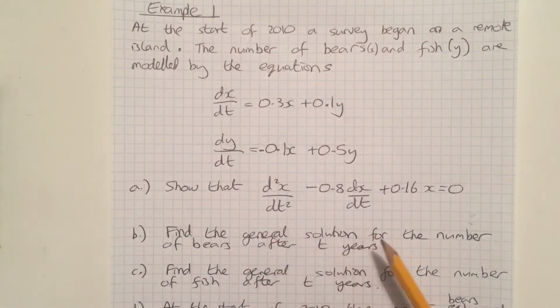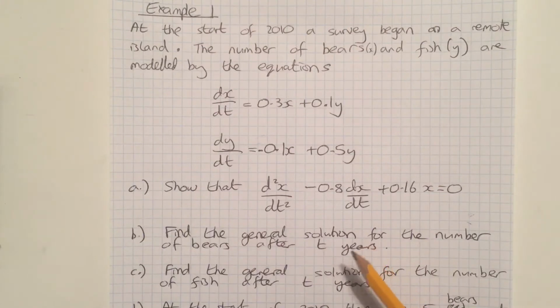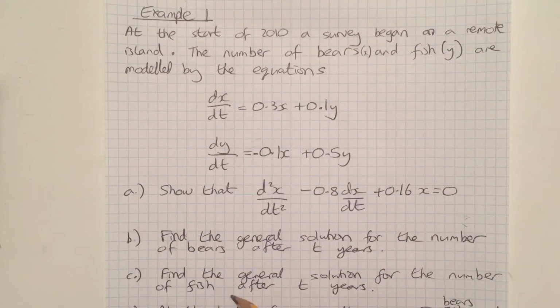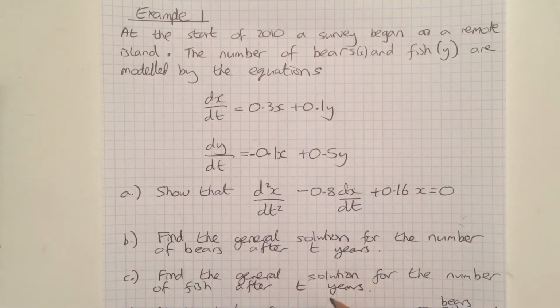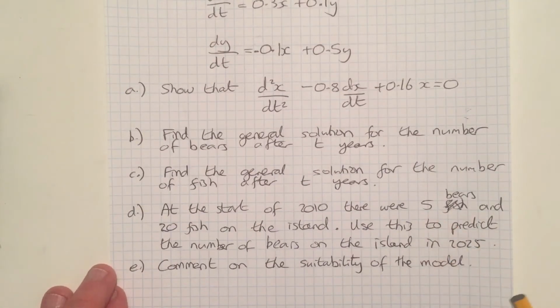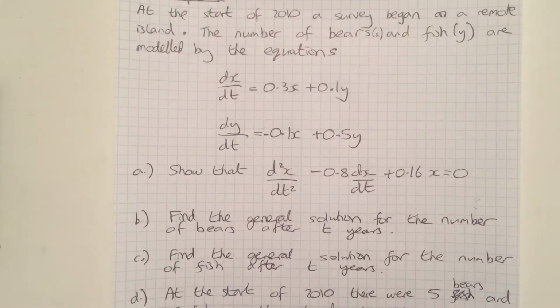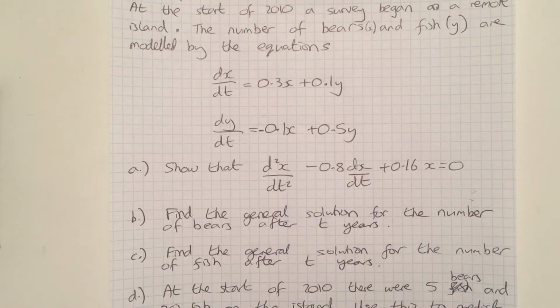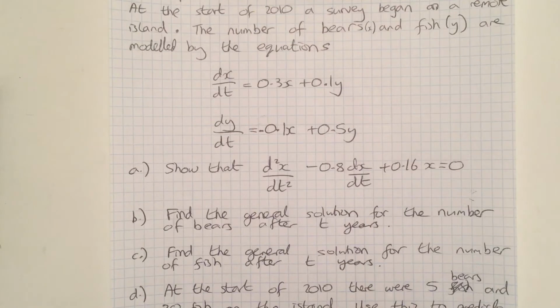We then need to find a general solution for the number of bears after t years, and then find a general solution for the number of fish after t years. And then there's a couple of other parts here that we'll come back to in a little while. So let's just focus on part A of the question first of all. So let's follow through those steps that I talked about before.